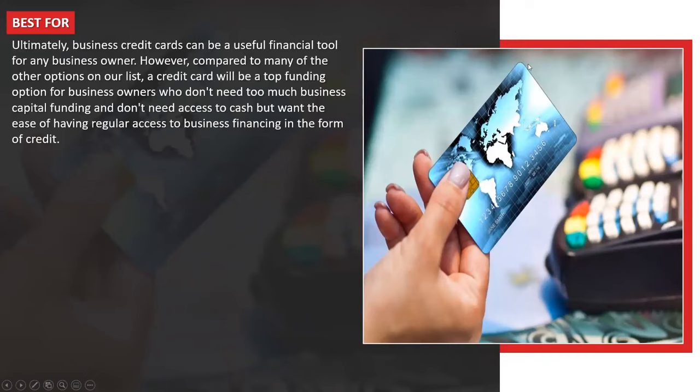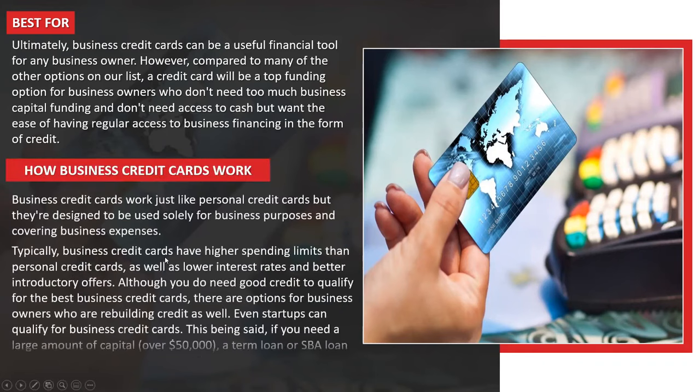Ultimately, business credit cards can be a useful financial tool for a business owner. However, compared to many of the other funding options on the list, credit cards may be the top funding option for business owners who don't need too much business capital and don't need access to a lot of cash.